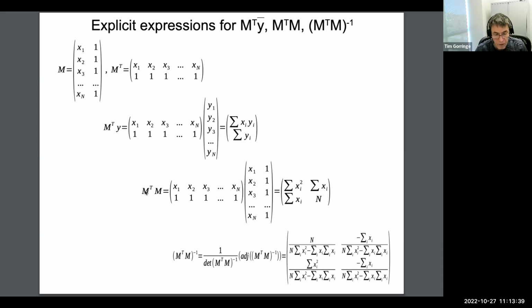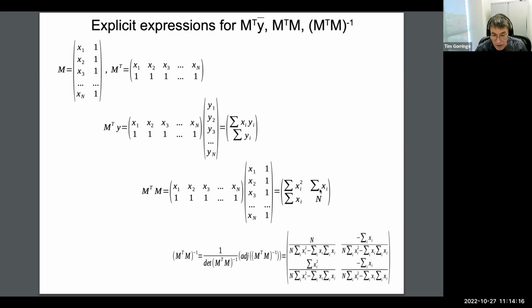Downstairs here, I've written out explicitly the product of the transpose of the matrix and the matrix itself. So again, that's the product of a matrix that has two columns and n rows on the right here, with a matrix that has two rows and n columns. If you imagine multiplying this out, for example, taking the left-hand column here and multiplying the top row here, you get four terms. You get a 2x2 matrix, and this is the 2x2 matrix.